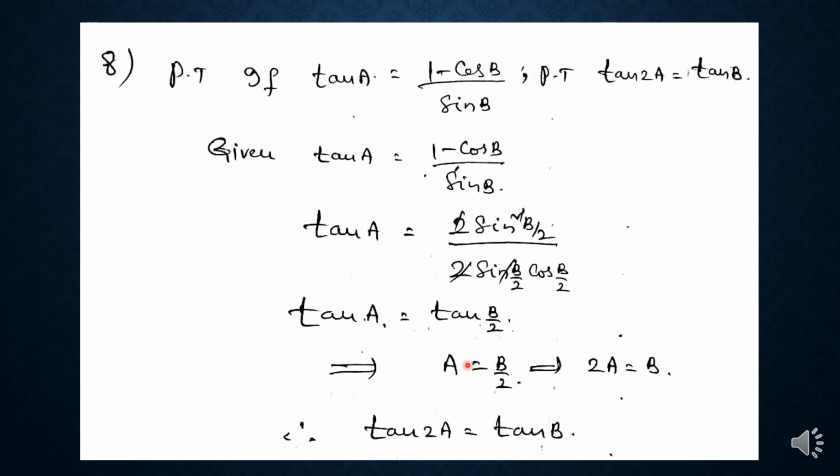so here tan A is equal to tan B by 2, which means both sides of the angles are equal. So that is A is equal to B by 2. That means by the cross multiplication we will get 2A is equal to B. Then applying tan on both sides, tan 2A is equal to tan B.